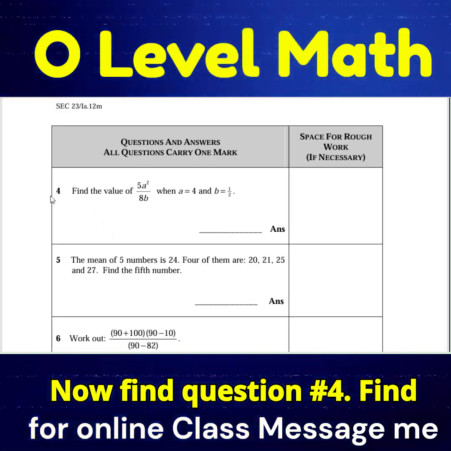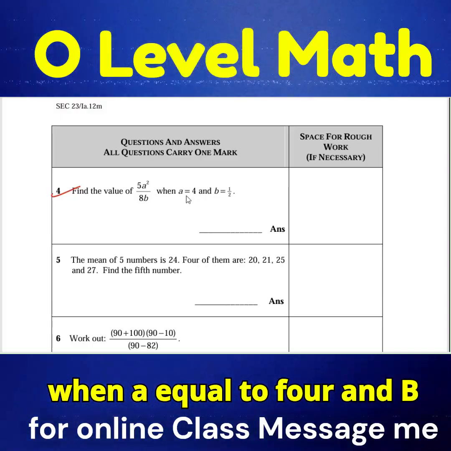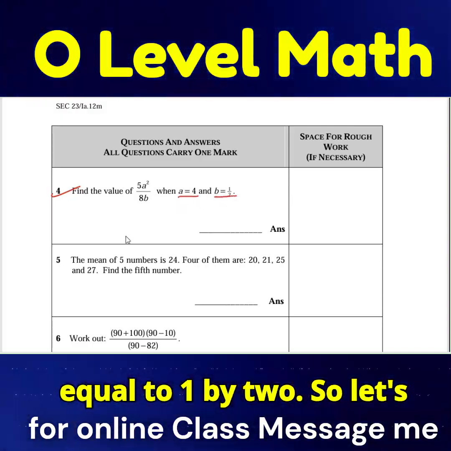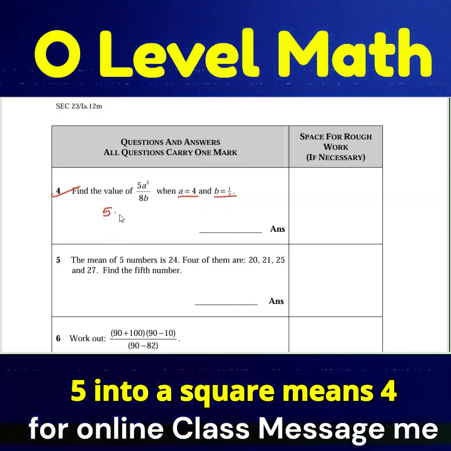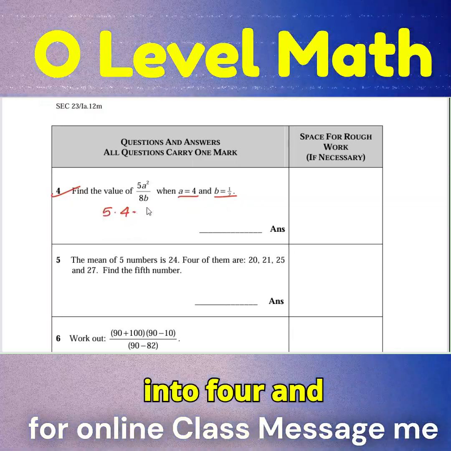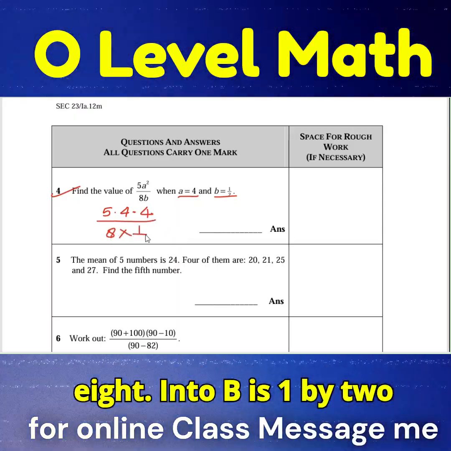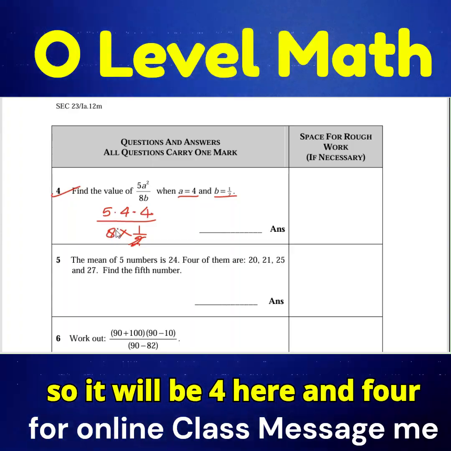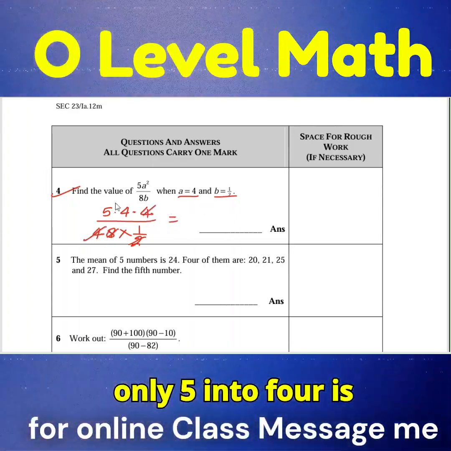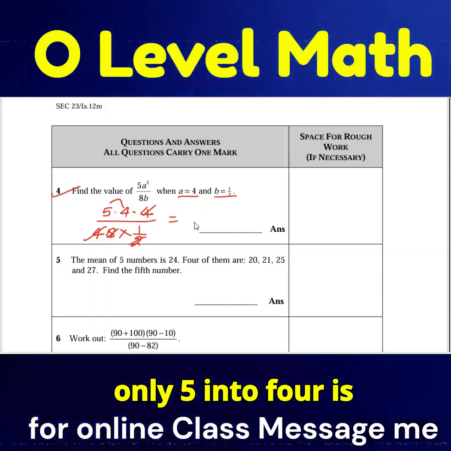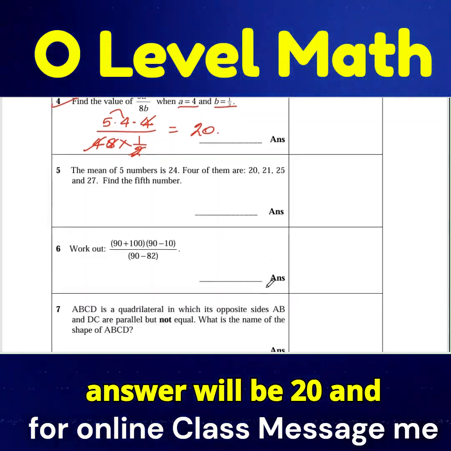Now question number 4. Find the value of 5a squared times 8b when a equals 4 and b equals 1 by 2. So let's put the values here. It's 5 into a squared, which means 4 into 4, and 8 into b, which is 1 by 2. So it will be 4 here, and 4 cancels out this 4. So only 5 into 4 is remaining, which is 20. So our answer will be 20.